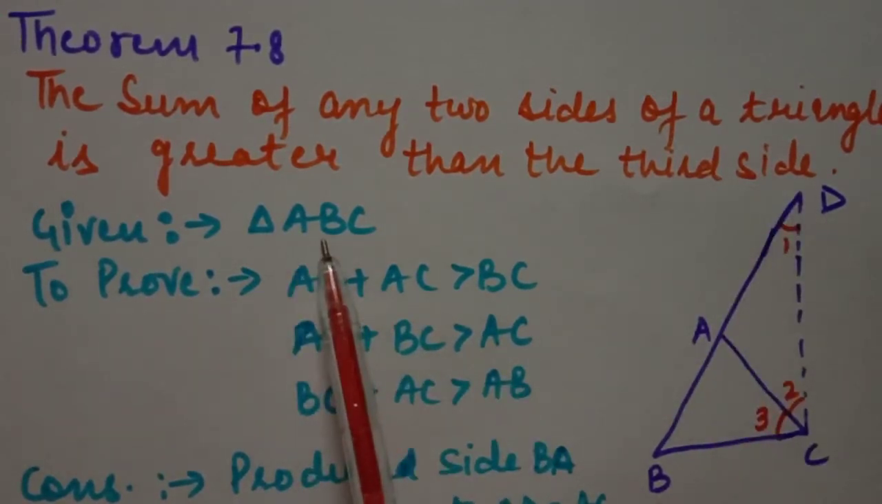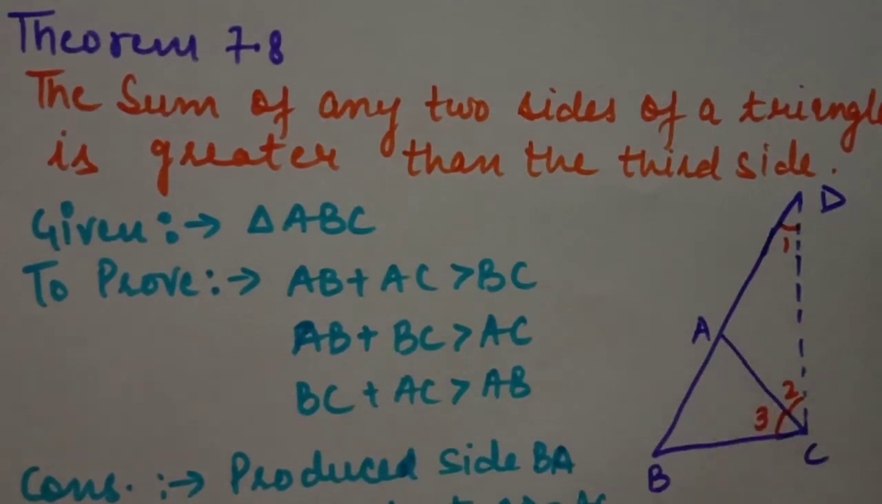What is given? A triangle ABC. What we have to prove? Sum of any two sides. Three cases are possible. First, AB plus AC is greater than BC. Second, AB plus BC is greater than AC. Third, BC plus AC is greater than AB. We have to prove only one, and similarly we can prove the rest of the two.